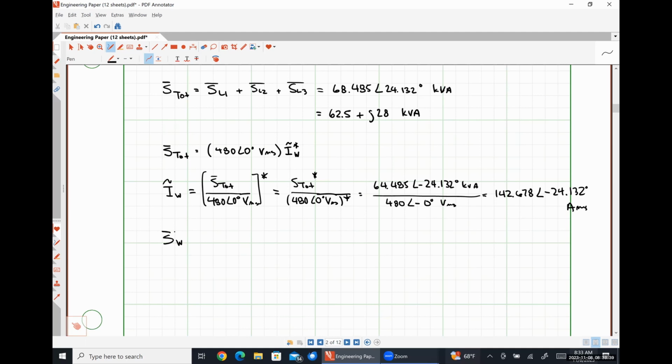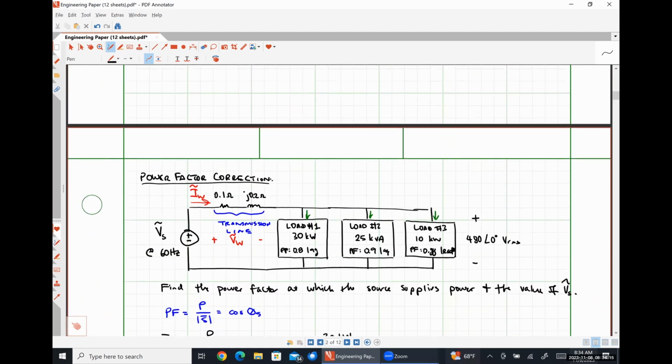From here, complex power absorbed by my transmission line network is just going to be the magnitude of I wire squared times Z wire. So that's going to look like 142.678 amps RMS quantity squared. And my impedance from above was 0.1 plus j, sorry, I scrolled too far, 0.2.